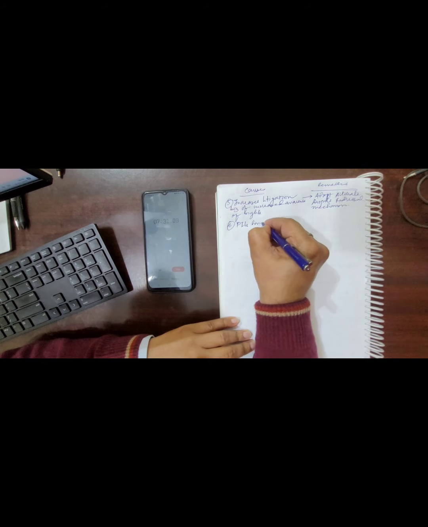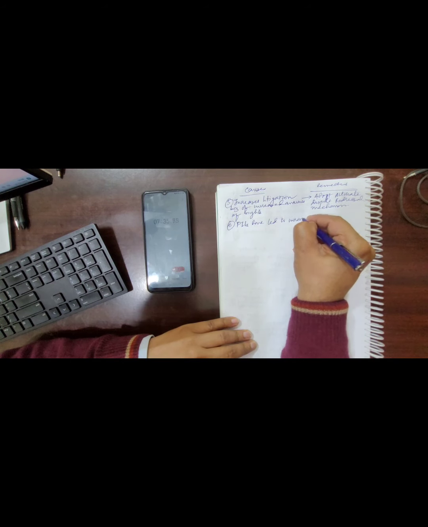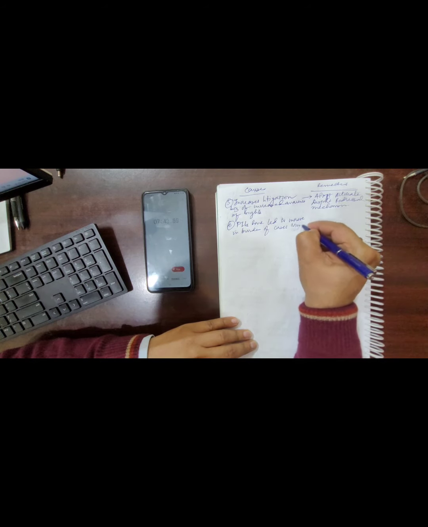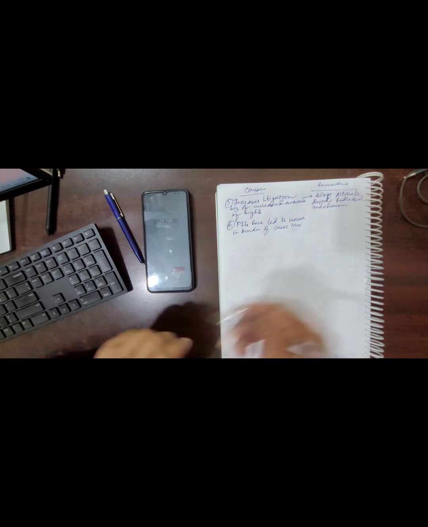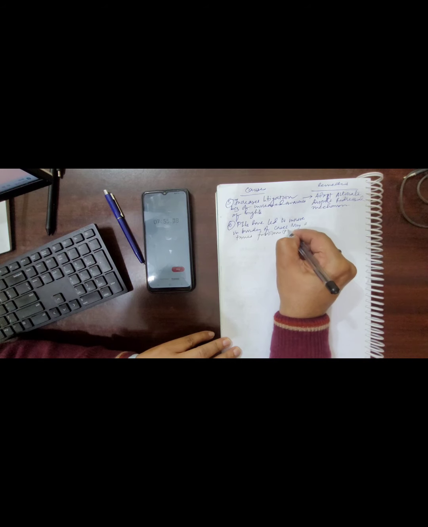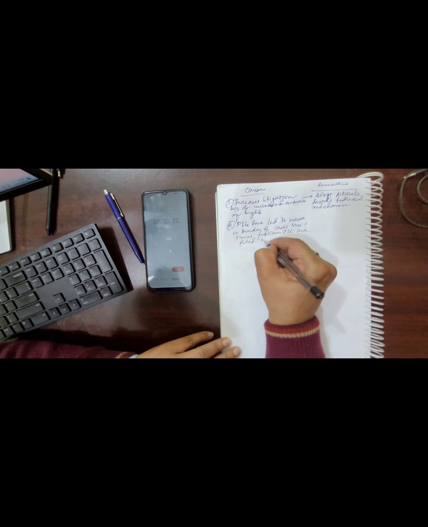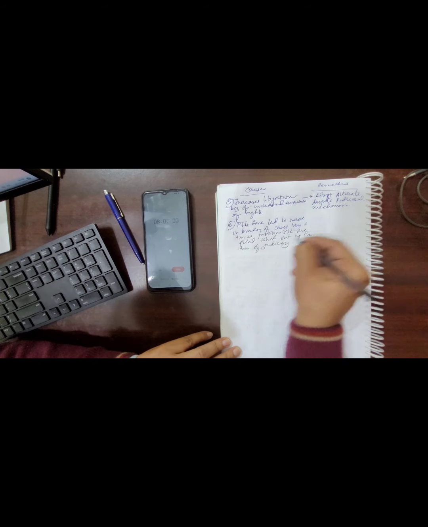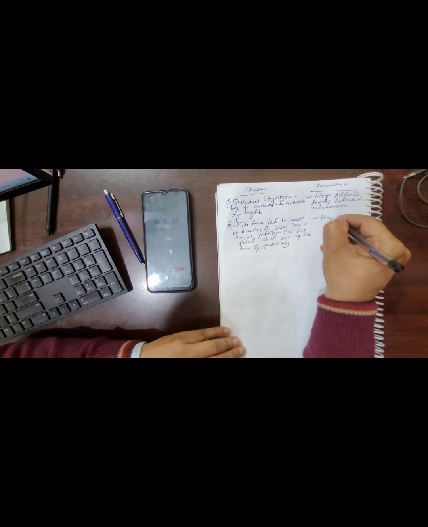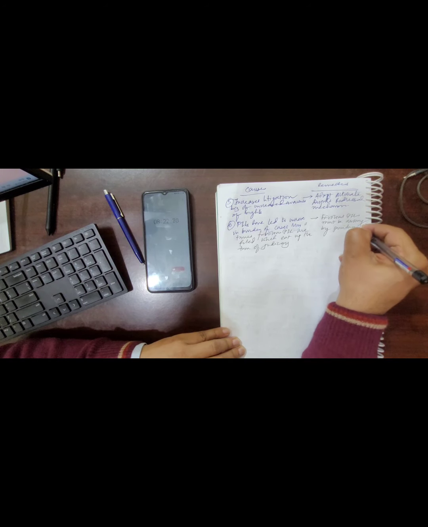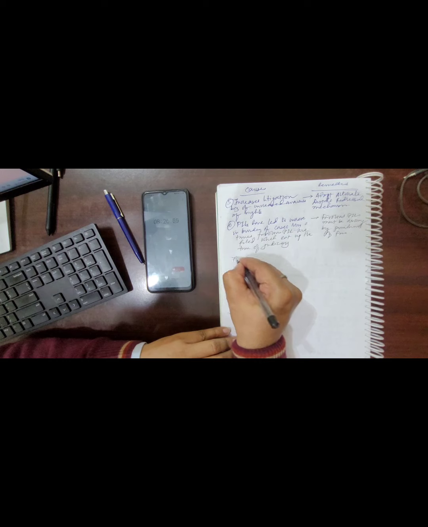PILs have led to increase in burden of cases many a times. Many a times, frivolous PILs are filed which eat up the time of judiciary. Okay, so here we can write that frivolous PILs must be discouraged by punishment of fine.